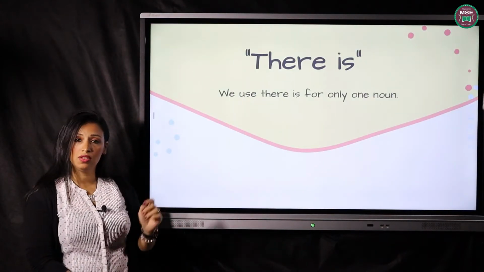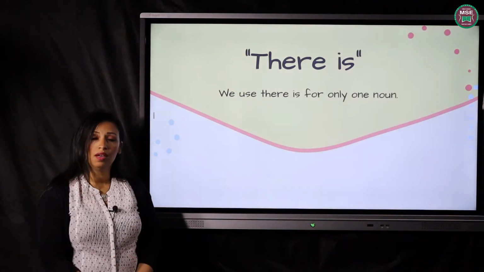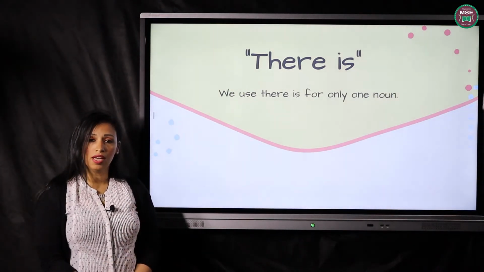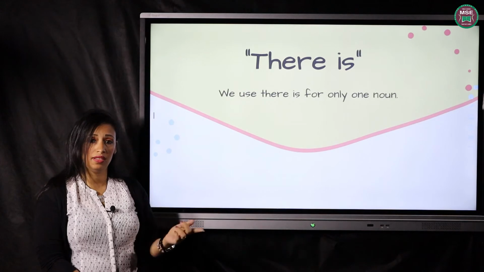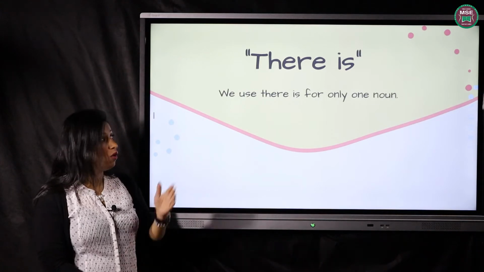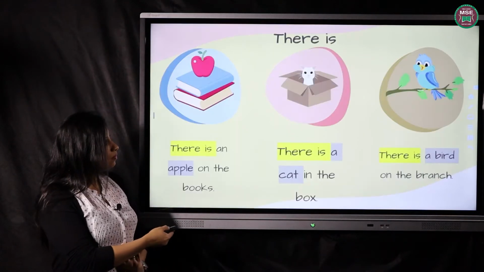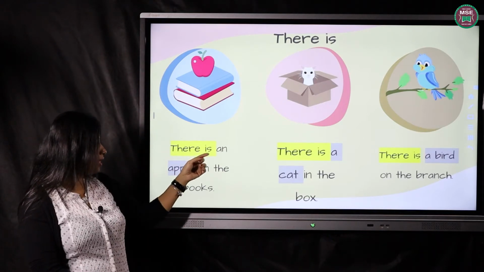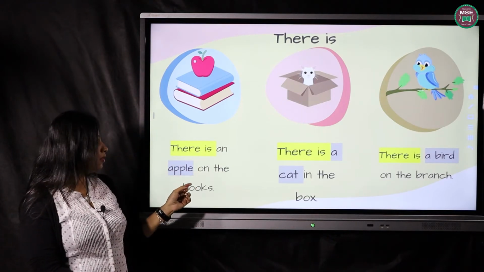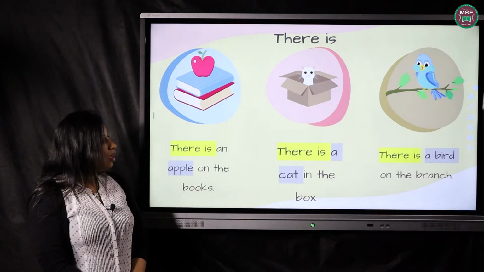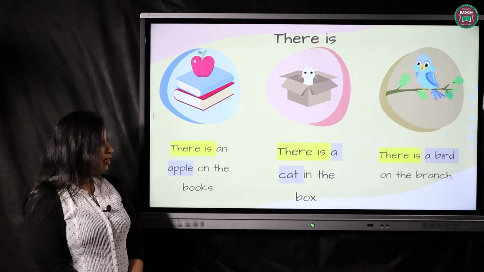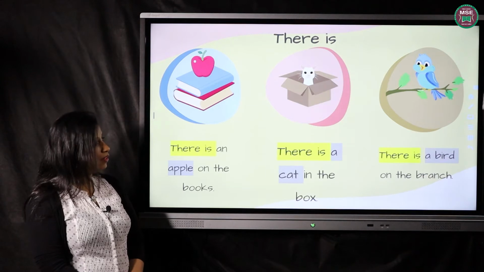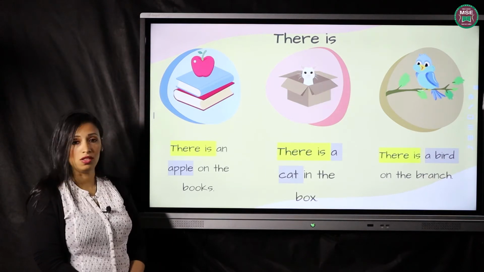We use there is to talk about one thing or one person that I can see, or one thing that exists around us, okay? Or one noun. For example, there is an apple on the books. There is a cat in the box. There is a bird on the bench.